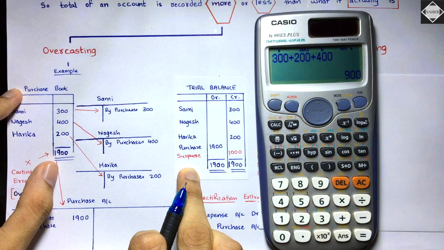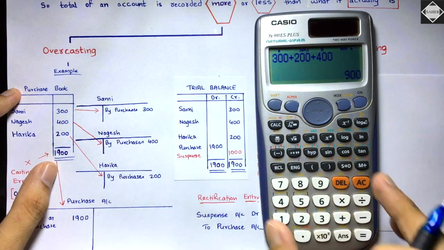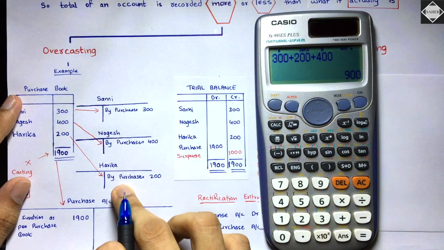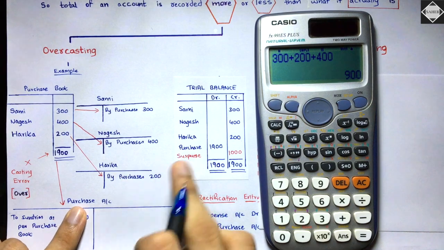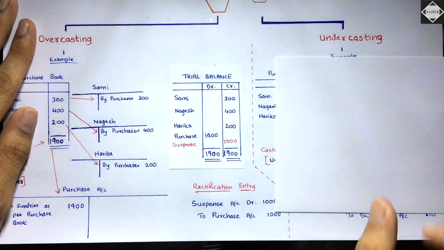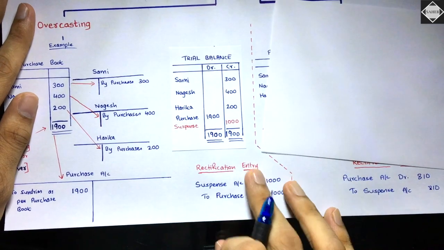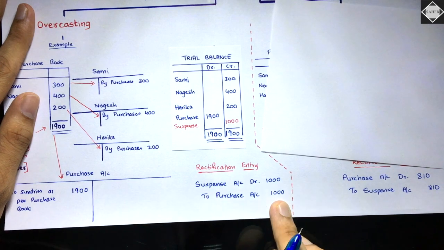Now why with the suspense account? Because this is a specific mistake. You will see here, there is no mistake in these ledger accounts. The only mistake is in the purchase account. So you have to make use of the suspense account. See properly, it's very simple. See how the rectification entry will be passed. Rectification entry: suspense account debit 1000 to purchase account 1000.